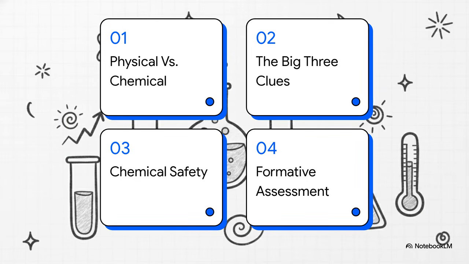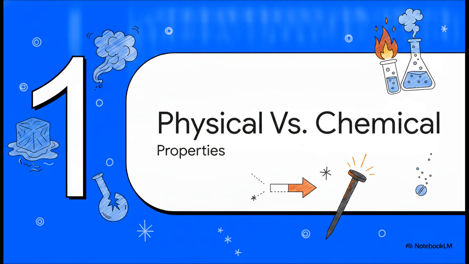First, we'll cover physical versus chemical properties. Then we'll explore the big 3 clues of reaction. After that, we'll apply this to real-world chemical safety, and we'll wrap the whole thing up with a comprehensive knowledge check. Okay, moving to section 1, properties, physical versus chemical.